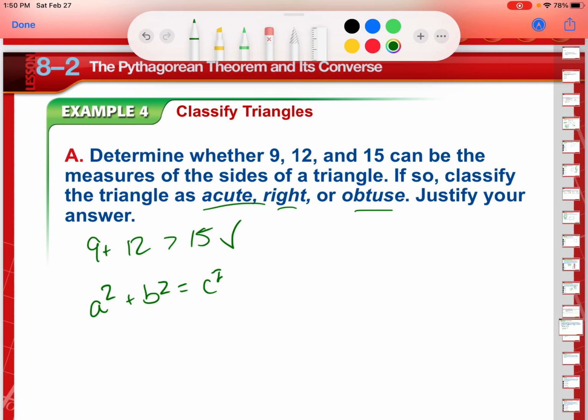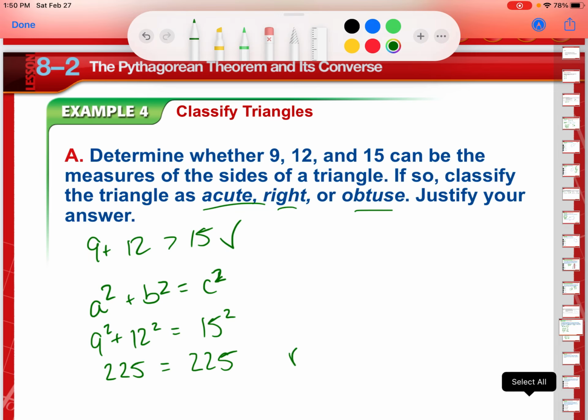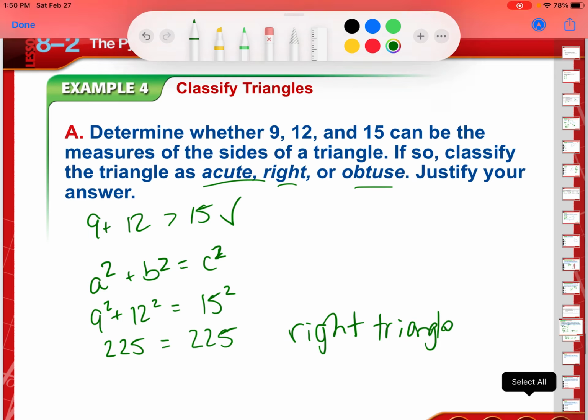Next thing, a squared plus b squared equals c squared. 9 squared plus 12 squared equals 15 squared. And I'm using an equal sign, but we're going to change that sign at some point here. So 9 squared plus 12 squared equals 225. 225 equals 15 squared, which is also 225. Since those do equal, we have a right triangle.